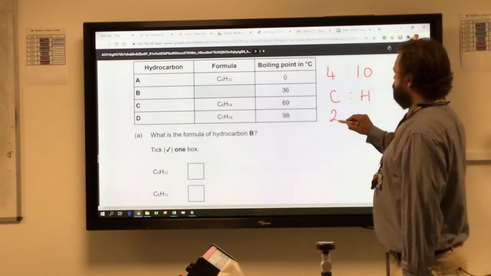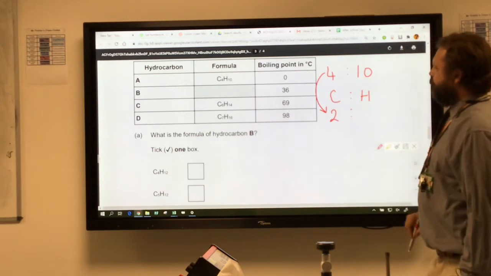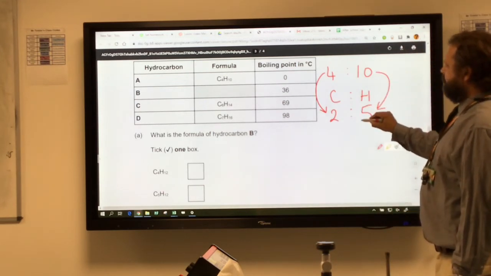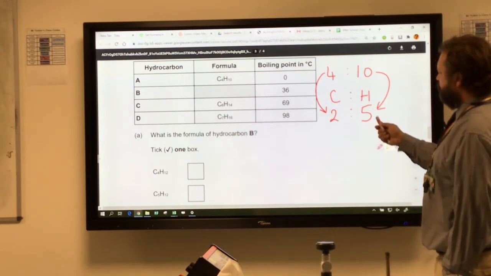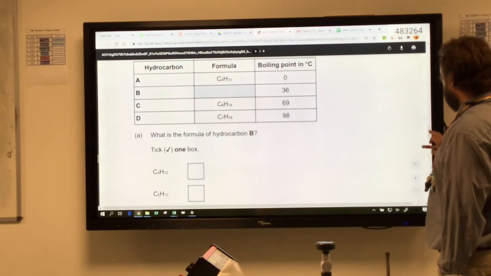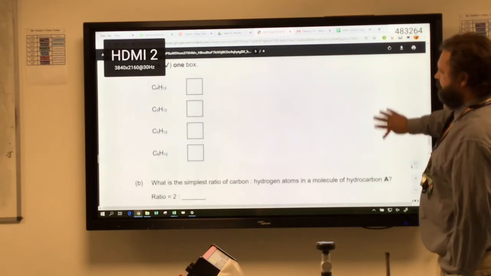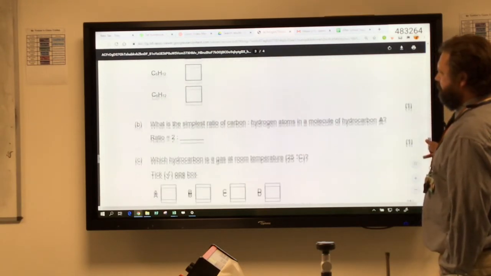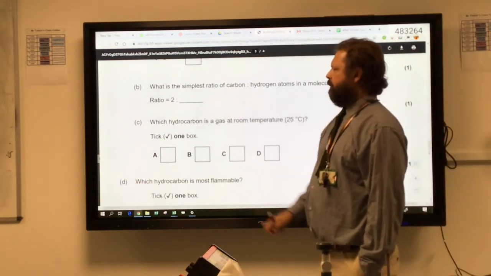So I could write my ratio like that, 4 to 10, but I need to simplify it to make it 2 to something. Look what I've done. I've halved the 4 to make a 2. I need to halve the 10 to make a 5. The simplest whole number ratio is 2 to 5. Here's our answer for the next part.